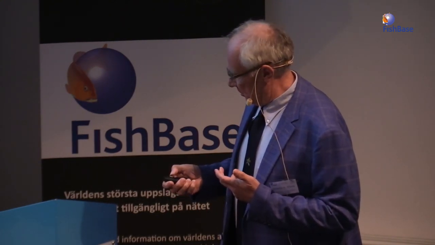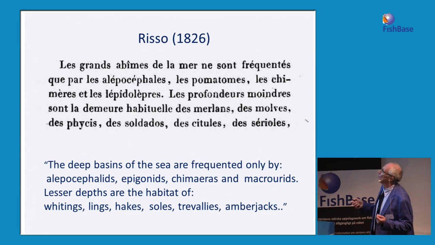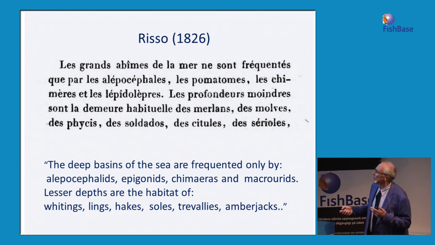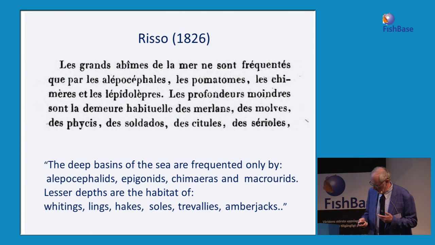And then in his later publication, Risso, 1826, he writes that the deep basins of the sea are frequented only by leprocephalids, epigonids, chimeras, macrurids. Lesser depths are the habitat of whitings, lings, hakes, soles, trevallies. So he figured out the depth zonation in the Mediterranean Sea, and he's recognizing a distinctive deep sea fish fauna.